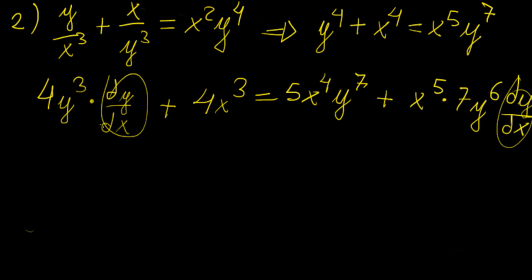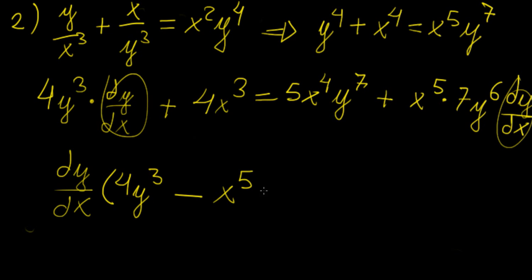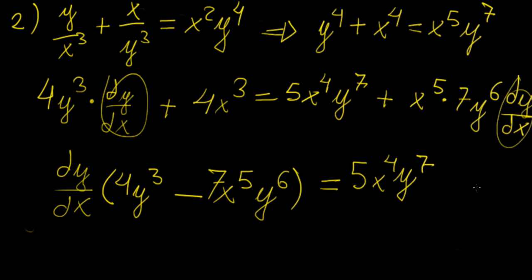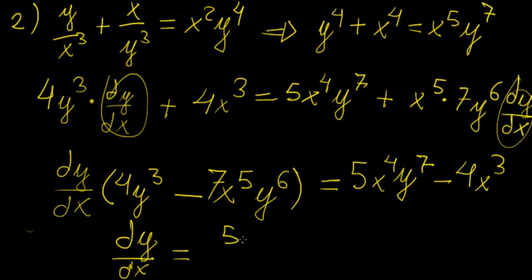So what's that going to give us? Well, if we move everything to this side, we're going to have dy/dx times 4y cubed minus x to the power 5. So I'm going to put the 7 at the front so it looks neater. Y to the power 6 equals 5x to the power 4 times y to the power 7 minus 4 times x to the power 3. And finally, we have dy/dx is going to be equal to 5x to the power 4 y to the power 7 minus 4x to the power 3.